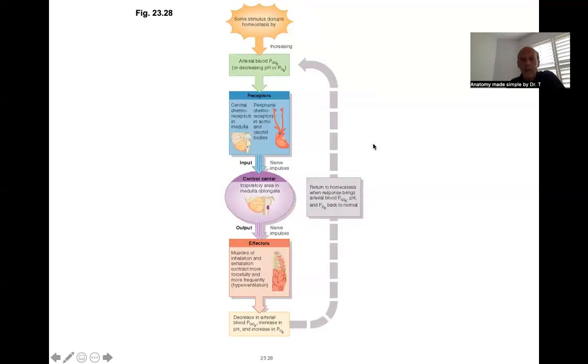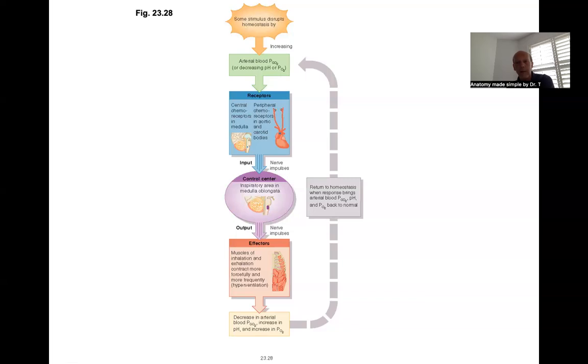So here is one of the diagrams which I really like sharing with students. Some stimulus is disrupting the measured homeostatic balance of the body. When that happens, what may change is that we're measuring an increase in arterial blood partial pressure of carbon dioxide, or decreasing pH of the blood, or decreasing partial pressure of oxygen. To clarify, for example, the decreased pH: the blood or other body fluids are skewed more into the acidic range.